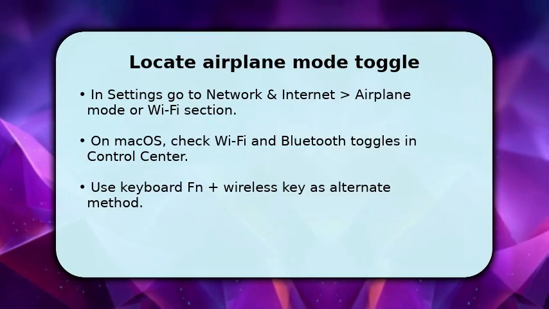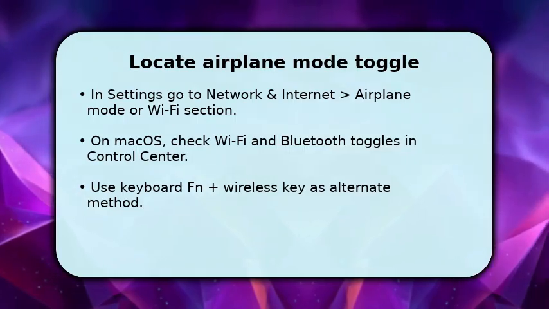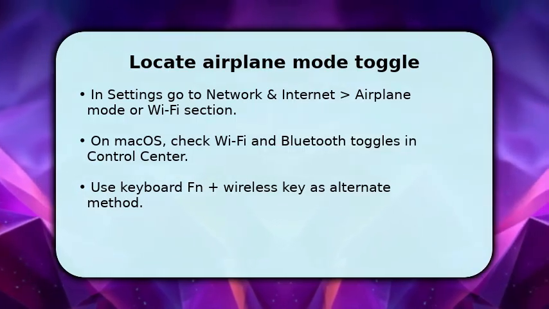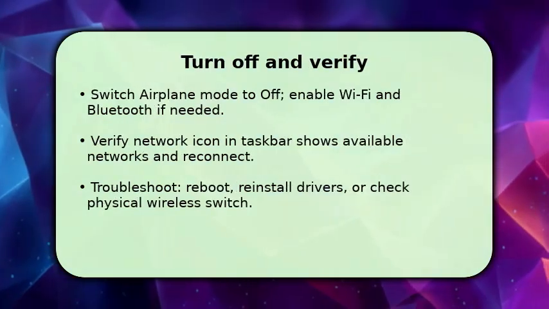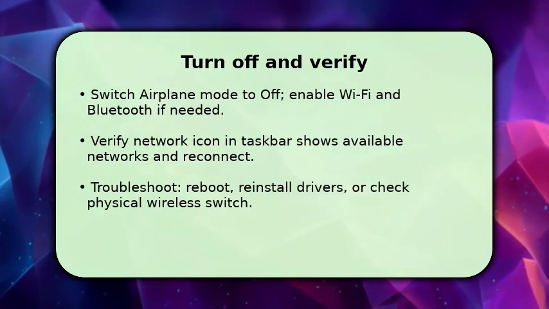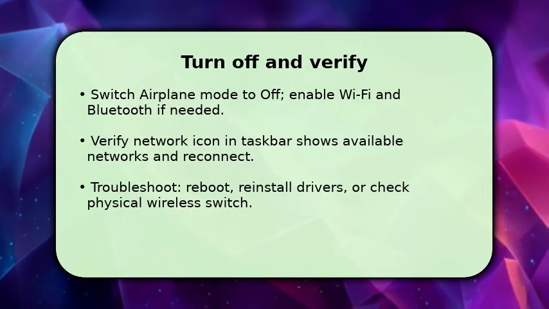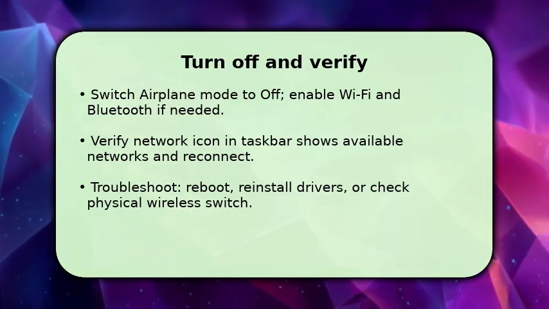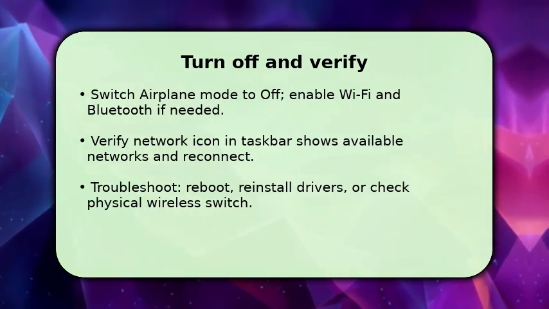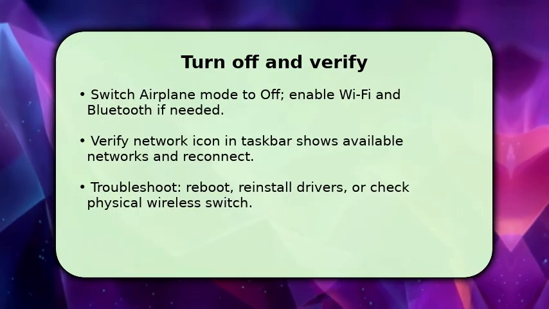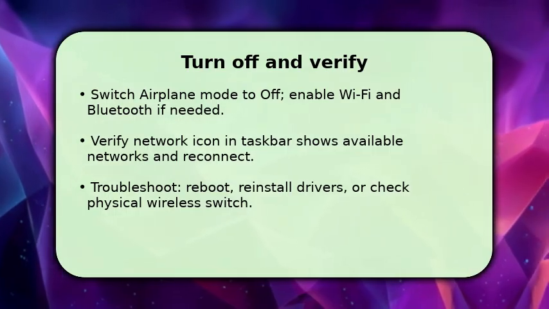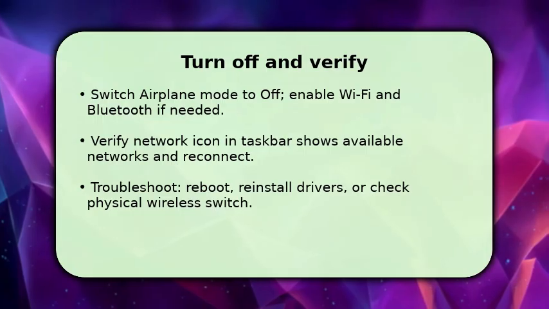Make sure to confirm both software and hardware controls are aligned before proceeding. Flip the airplane mode toggle to off, then explicitly enable Wi-Fi and Bluetooth if they didn't automatically restore. You want radios active. Next, check the taskbar or menu bar network icon to confirm available networks populate and then reconnect to your preferred network.